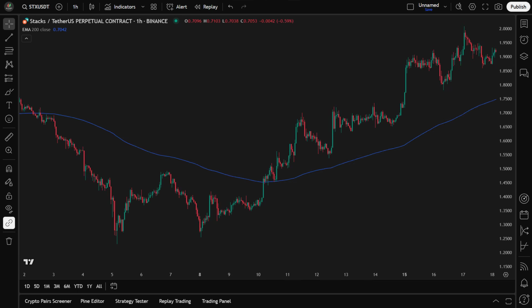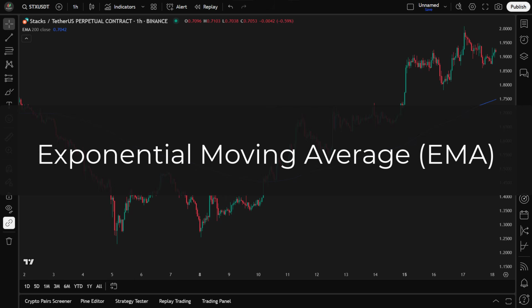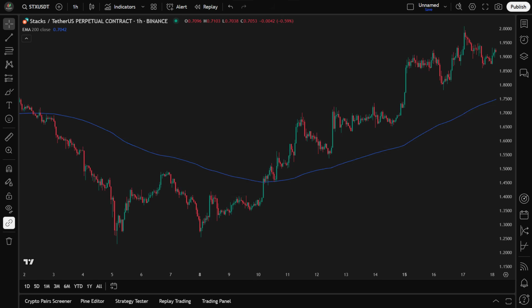Let's move on to the second key indicator in our strategy, the exponential moving average, or EMA. The EMA is a type of moving average that gives more weight to recent prices, making it more responsive to new market data compared to a simple moving average. In this strategy, we'll be using the 200-period EMA as a trend filter. It's a widely followed level by traders to identify long-term trends.